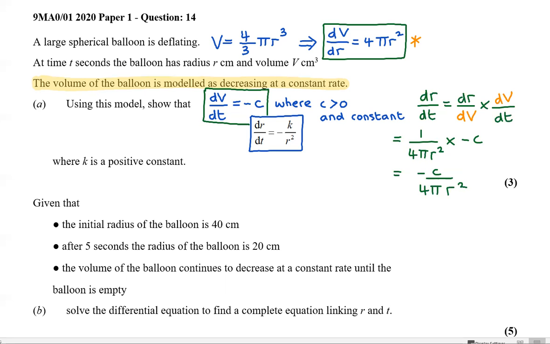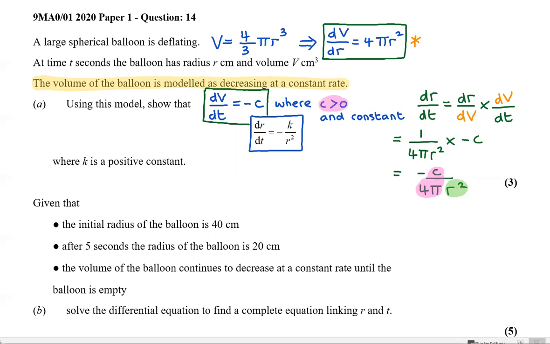Now, looking closely at this, the 4 pi and the c are constant. And not only that, they are all positive. We define c as positive right here. 4 and pi are both positive numbers. So the negative sign in front of it forces this entire thing to be negative because the r squared is also positive because it's a square number. So we know this has to be a negative derivative, so it's a rate of decrease.